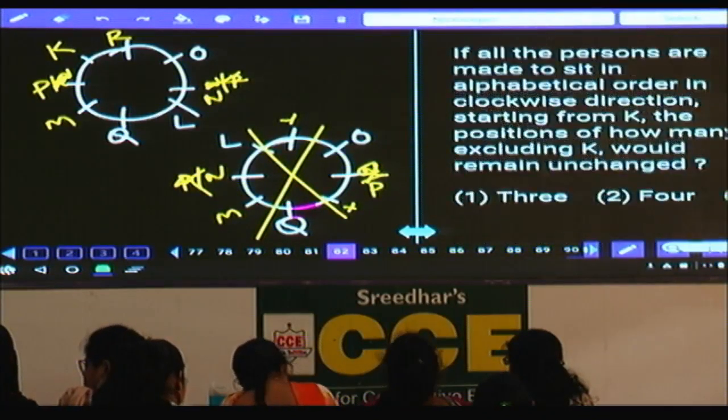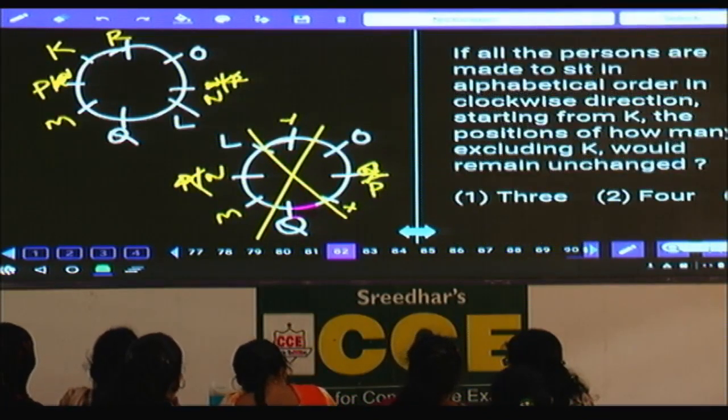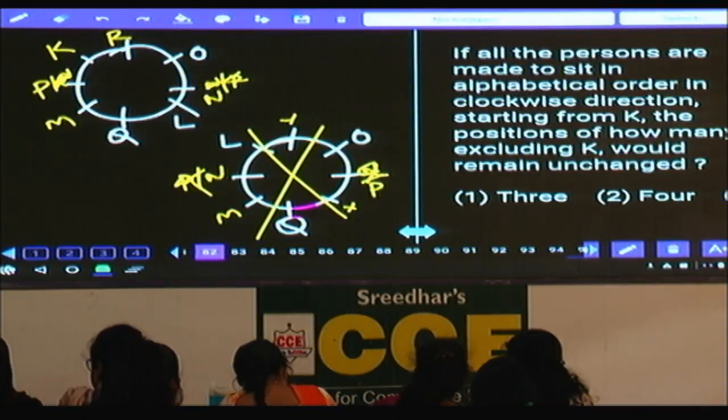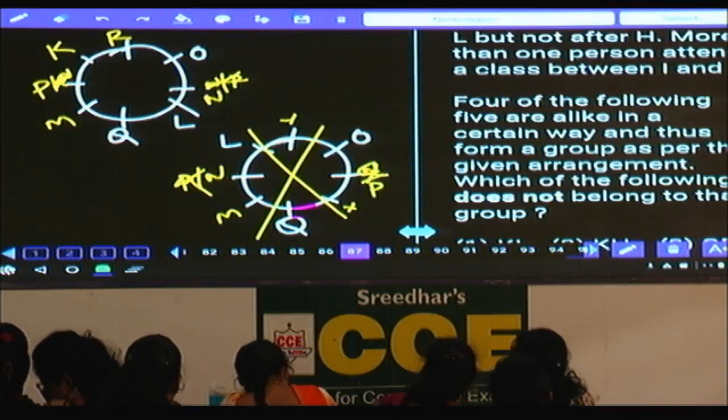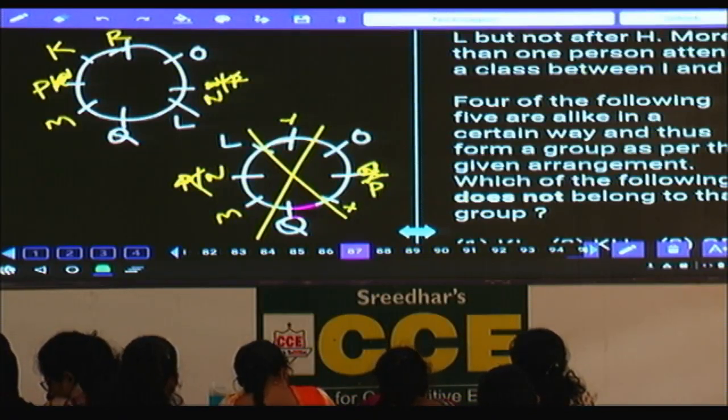This is how these 8 persons are seated around this circular table facing the center, questions 82 to 86. Then coming back to 87. 87 to 91, it is again based on arrangement.